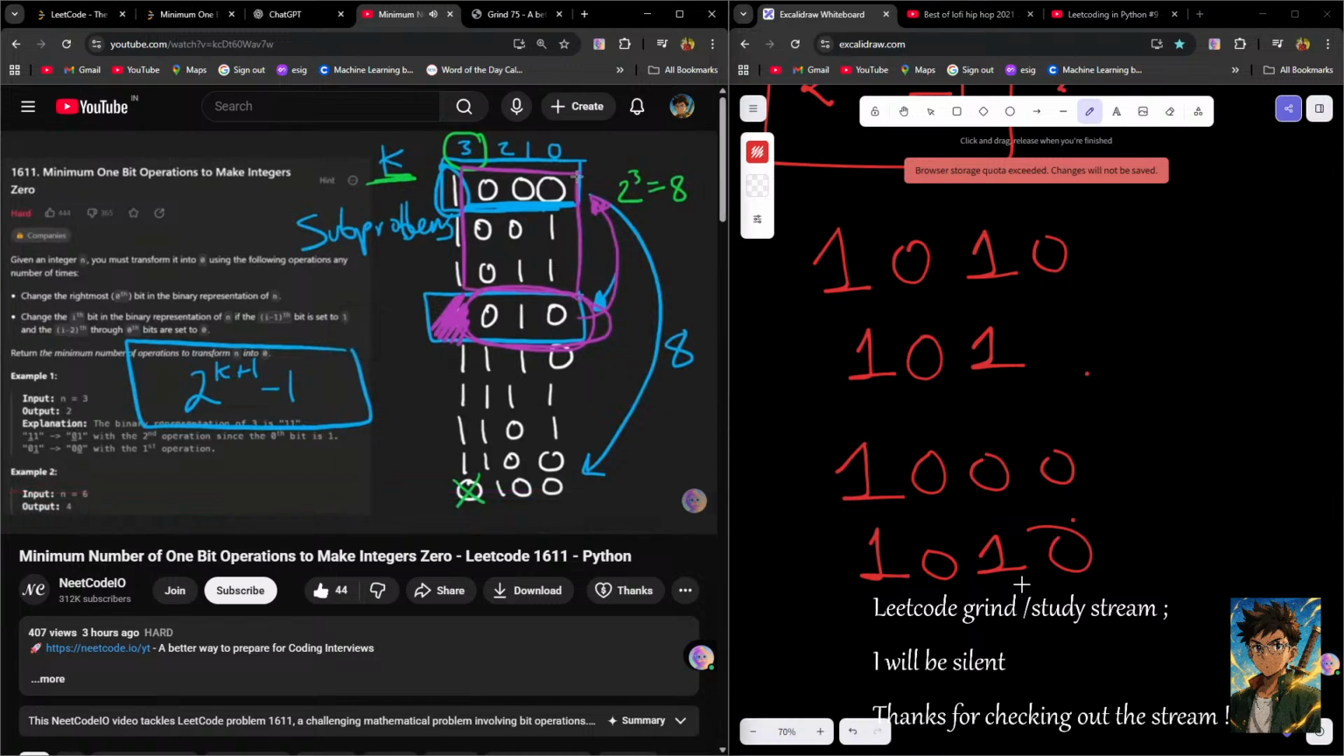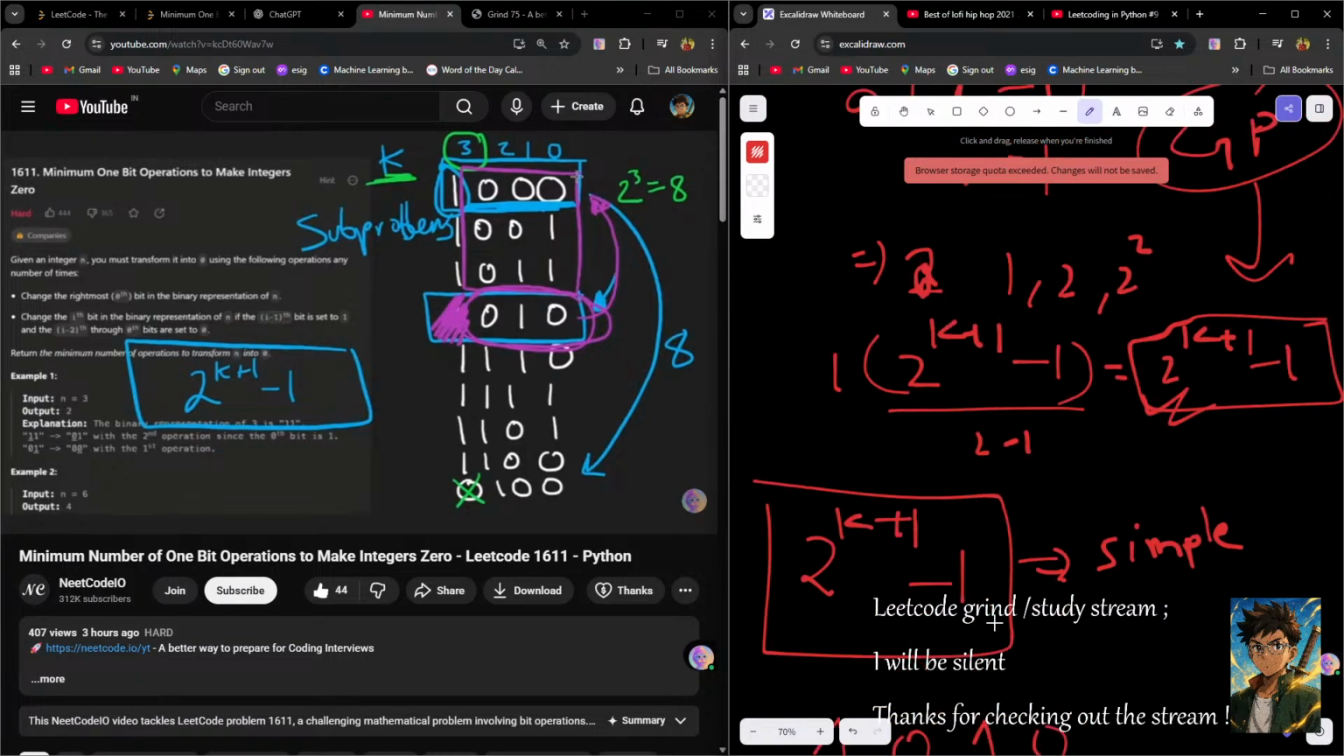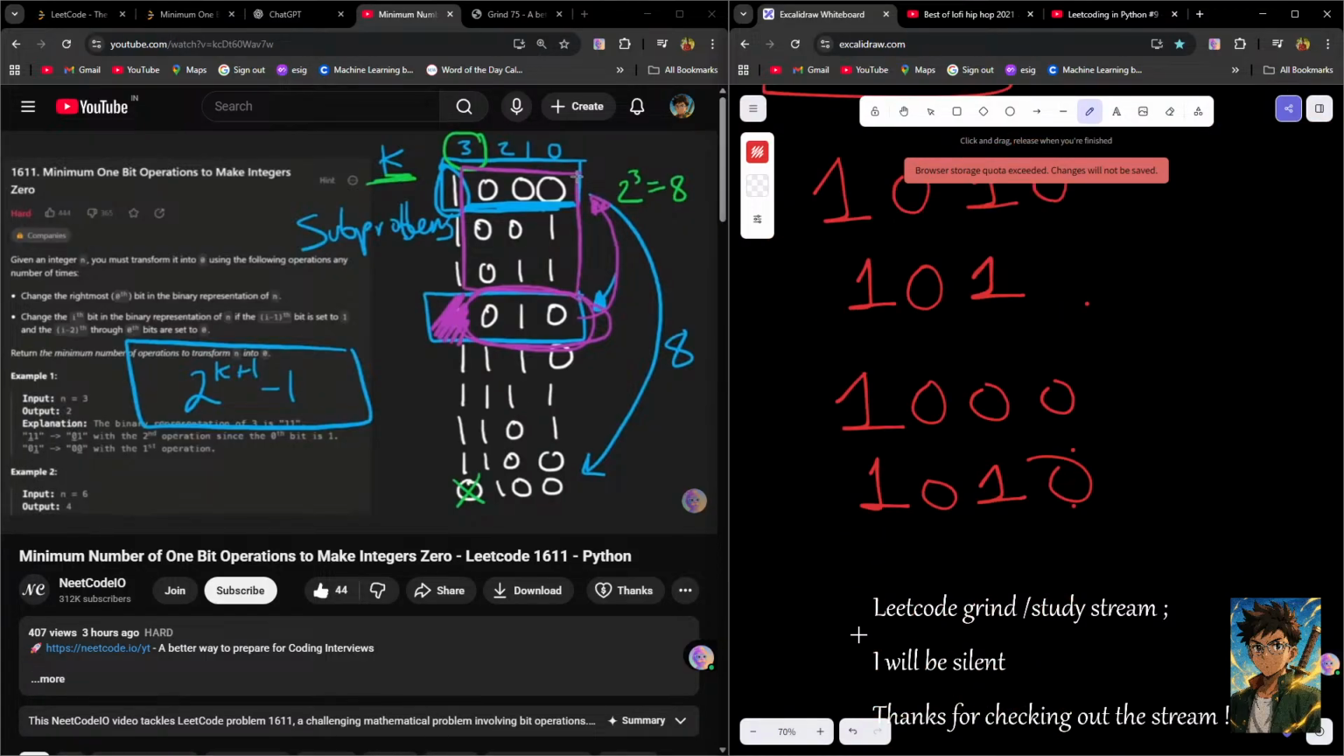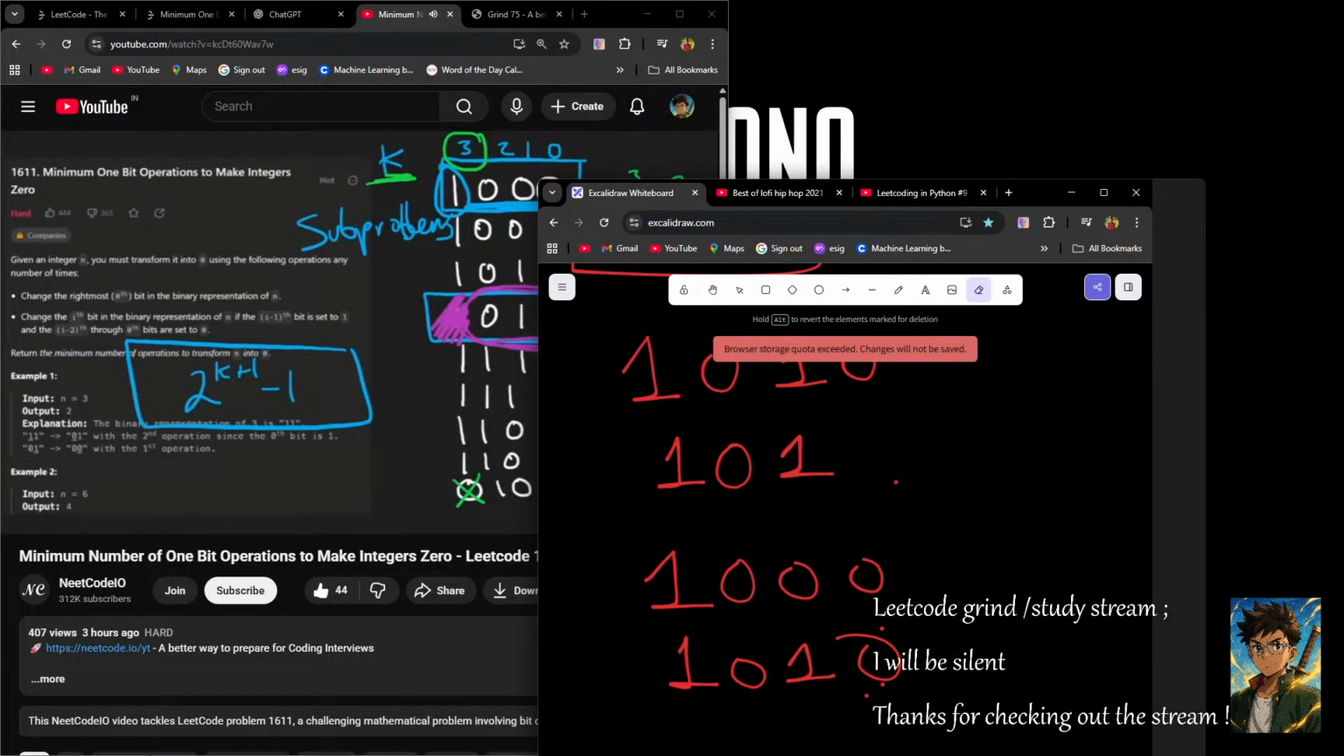But what that's what we're saying. How much does it take to zero this out? And that's what we're going to be subtracting from here. We're taking this subproblem now and subtracting it from our result. So that is the intuition of this problem.